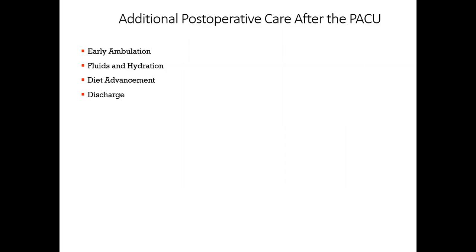Early ambulation will help prevent the complications of constipation, deep vein thrombosis, atelectasis, pneumonia, and even urinary stasis. Also, if they're having gas pains, this can help with that as well. Our fluids and hydration, we want to make sure that we maintain fluid volume. IV fluids are infused at a specific rate, and then we need to make sure that we're monitoring those I&O values. We want to assess our IV site.